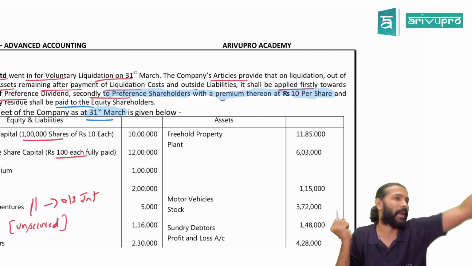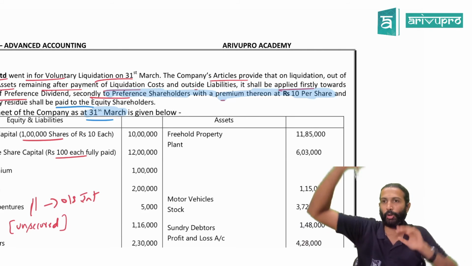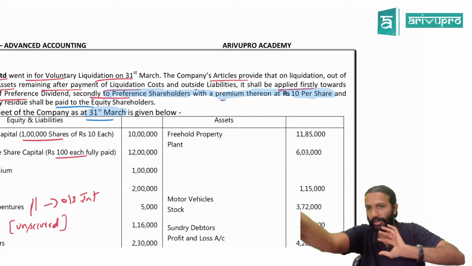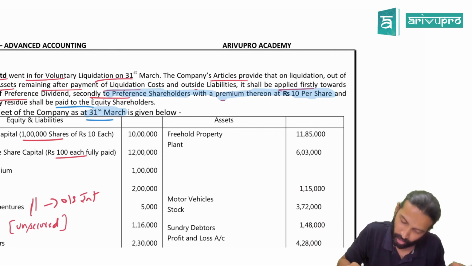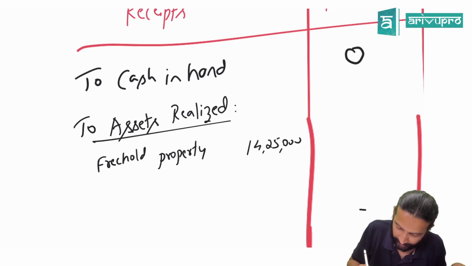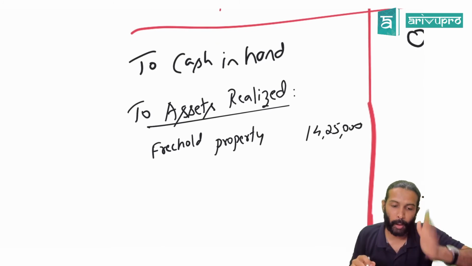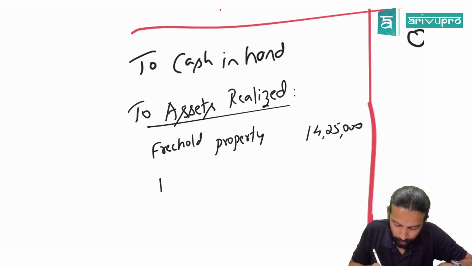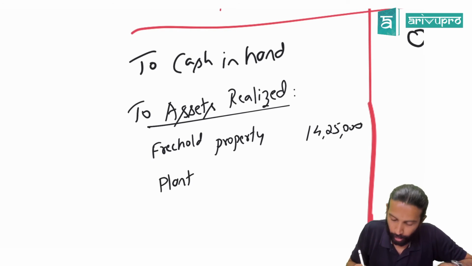That is the accountant's job. What is the liquidator's job? Receiving the money and paying the money. So don't say realization, book value and so on. The liquidator is only interested in money coming in and money going out. So how much money came in? On freehold property, 14,25,000. Next, what came in, sir? He sold a plant. For how much value? 5 lakh?